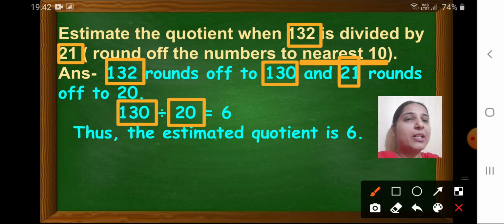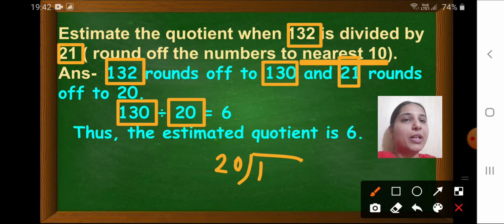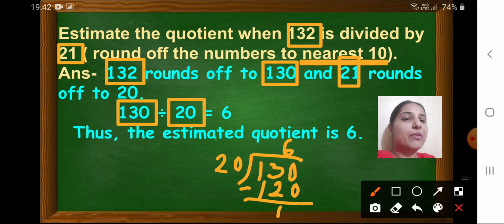So let's divide it here. So 20, and here we have 130. 6 twos are 12, so 6 twenties are 120, isn't it? When we subtract, we get 10 as remainder. But what is being asked? You have to estimate the quotient. So what is the estimated quotient here? It is 6, that you can see here. And thus the estimated quotient is 6.